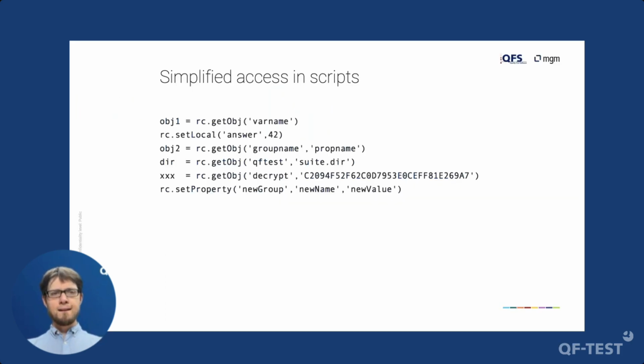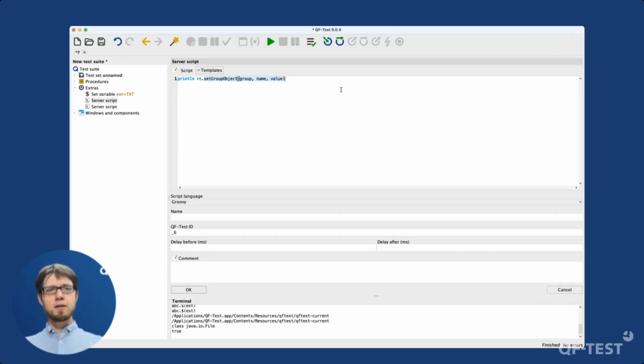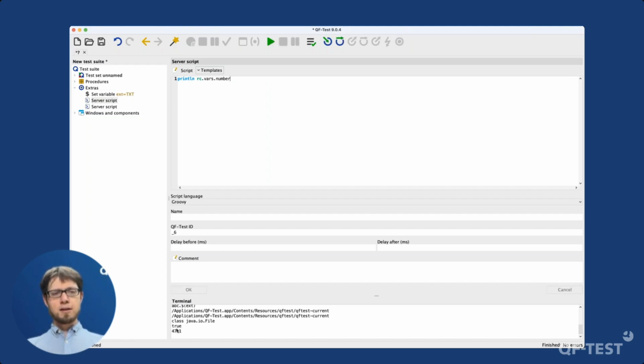And there's a new form which is kind of easier to write sometimes. QFTest 9 provides in the RC, in the run context, pseudo hash maps, obviously the dictionaries for Jython, where you can directly access the variables by specifying their name in this pseudo group named vars. So I could, for example, say now rc.vars.number to access the object in the variable number, and it returns this number. I can also do it the other way around.